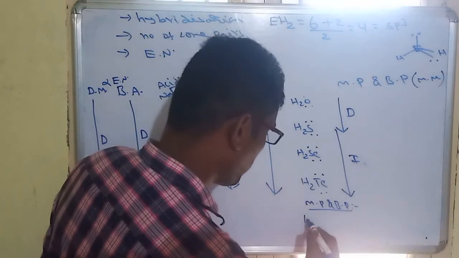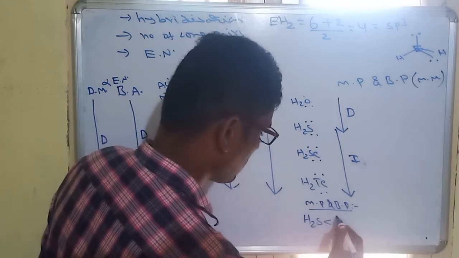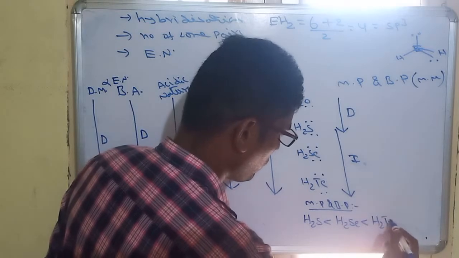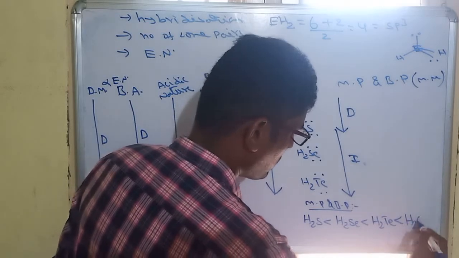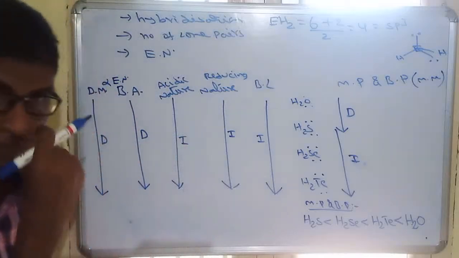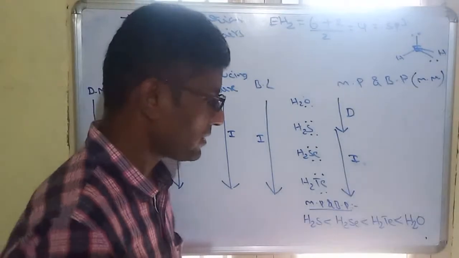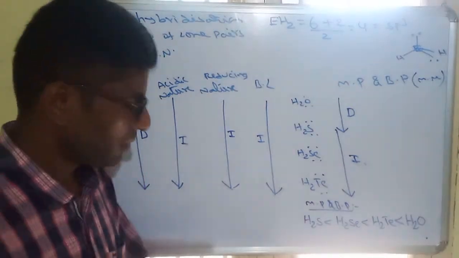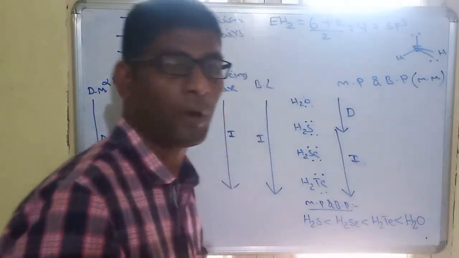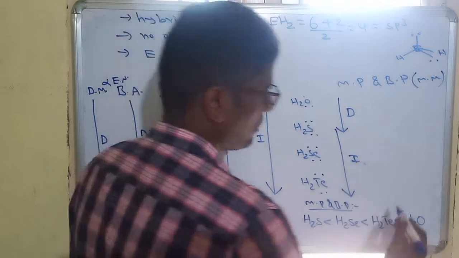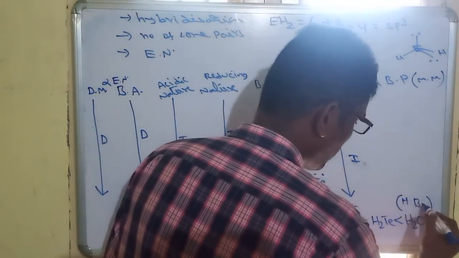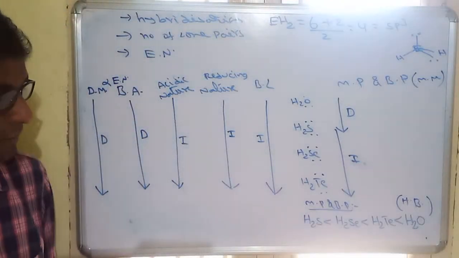The least should be H2S, after that H2Se, H2Te, and the highest should be water. So water should be highest, though actually water should be least because it has low molecular mass, but it becomes the highest melting point and highest boiling point. This is mainly due to the presence of intermolecular hydrogen bond.